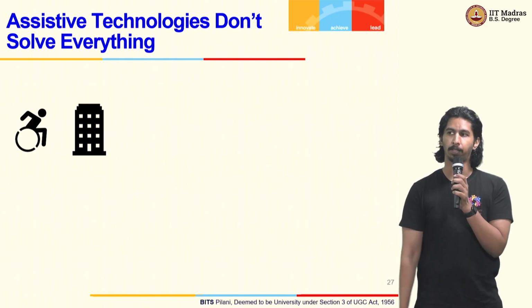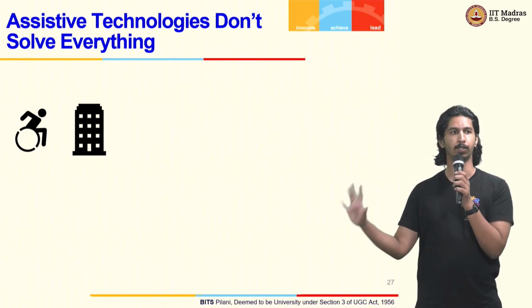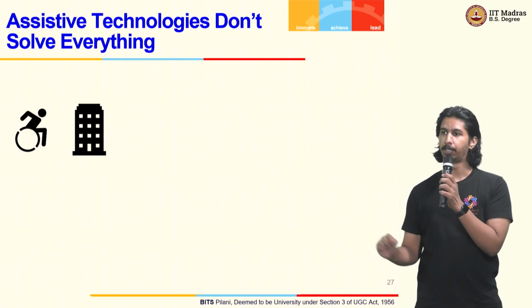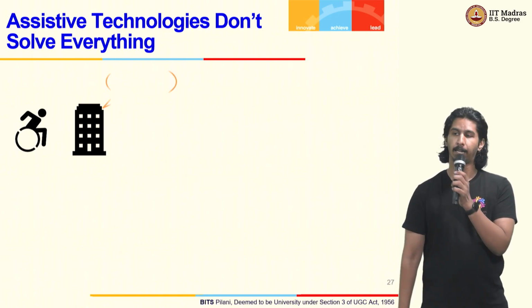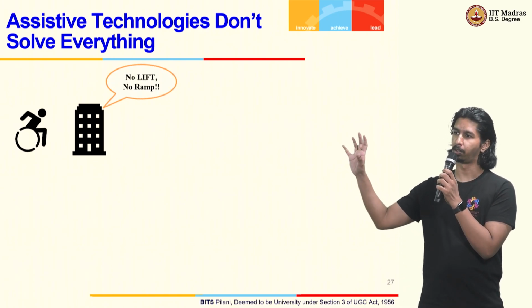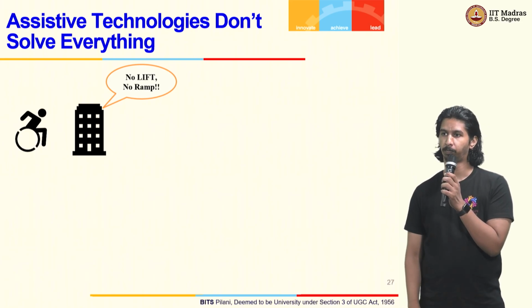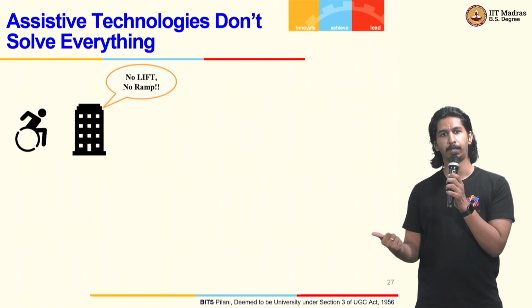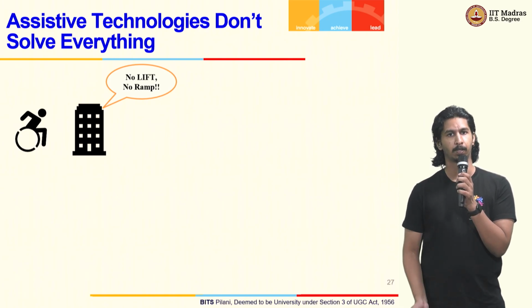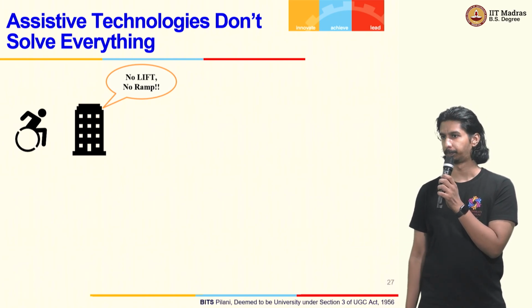He wants to go to a bank. He has already come out of his place, used public transport and so on, and has reached the bank. Let's say the bank is on the second floor. If this bank doesn't have a lift or a ramp, will John be able to go inside the bank? So what is the problem here? Assistive technology exists, but the barrier exists. Even though assistive technologies exist, the person is not able to go into the bank.